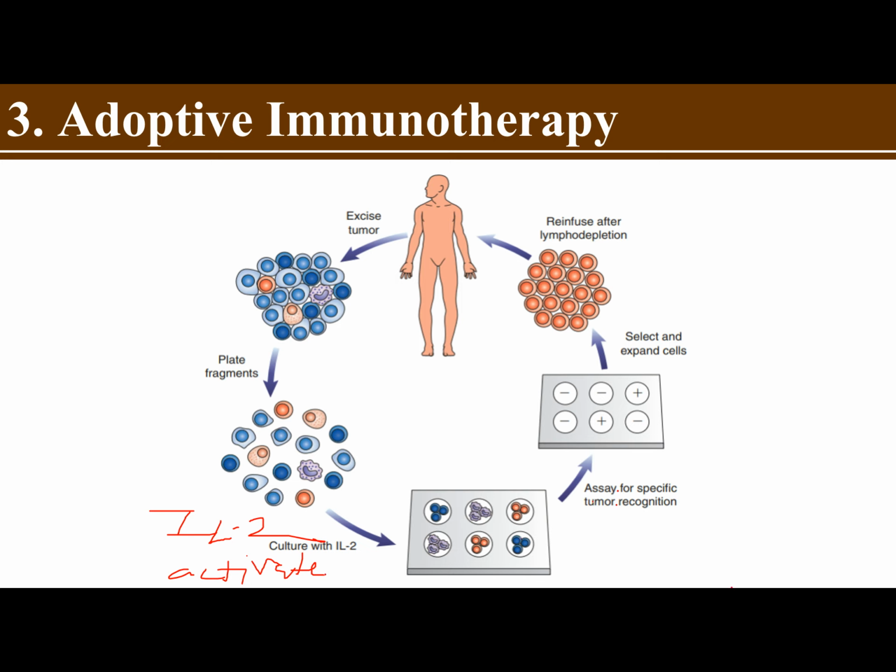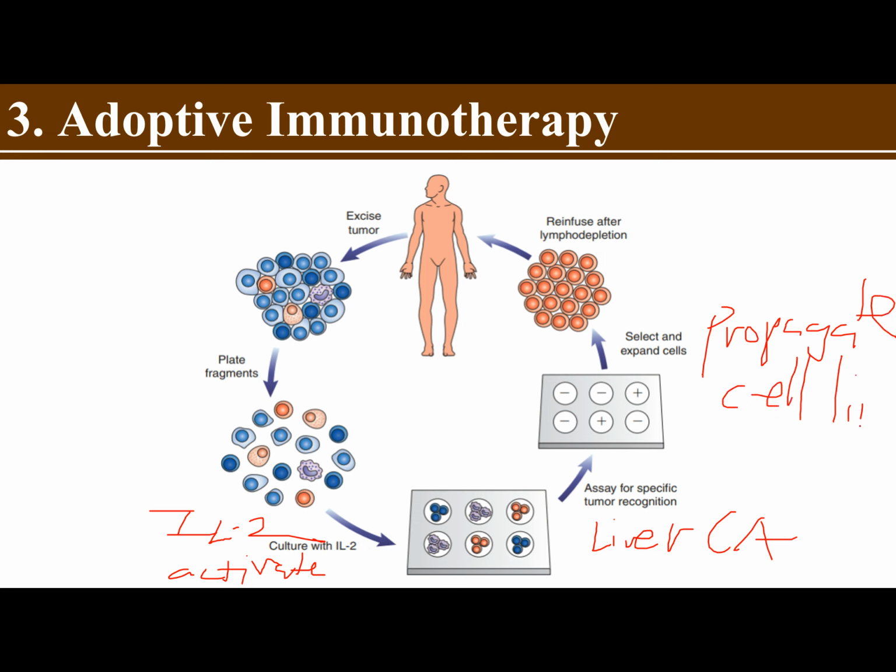Let's say ang gusto mong targeting cancer niya is liver cancer cells. So you're going to perform an assay and you're going to identify alin sa mga cell na yan, which of those cells would target liver CA. And after that, you're going to select them. Then you're going to propagate them. To propagate them, class, you would need a cell line. So you need a cell line to propagate them, and then once that happens, you're going to reinfuse them to your target patient. So that's your adoptive immunotherapy.